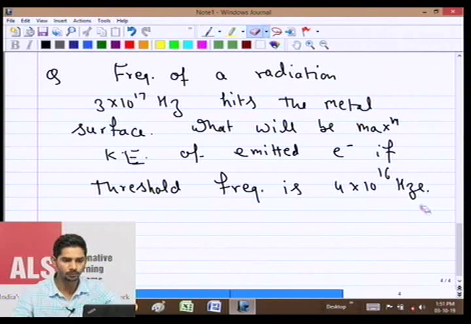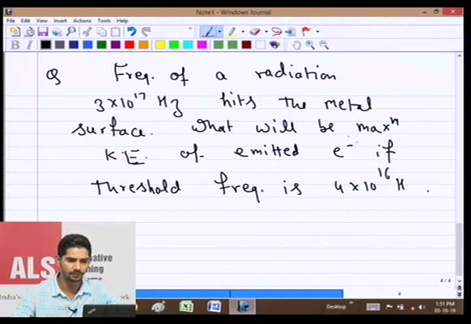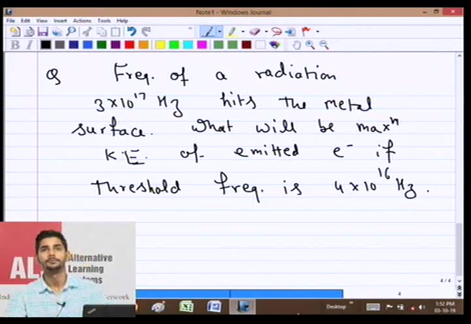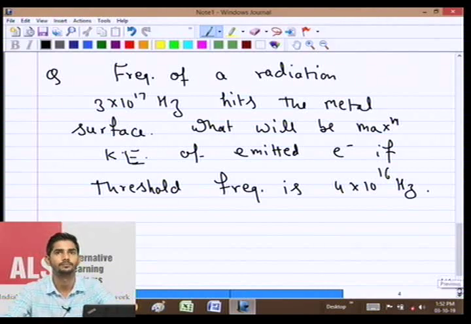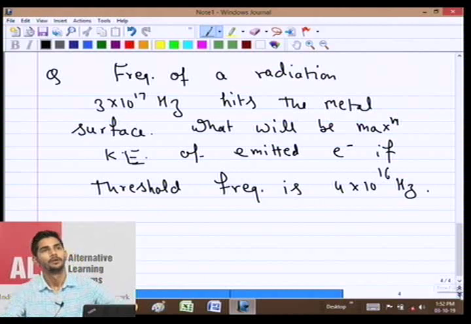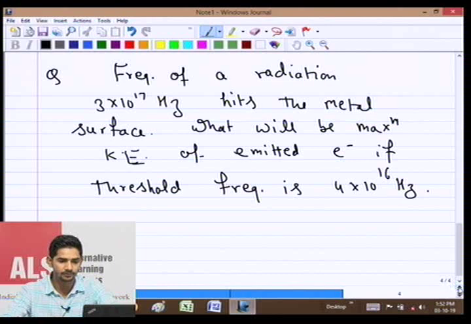Guys, please copy this once, and after that wait for some time. After copying this, we can simplify that formula as well. Kinetic energy is equal to E minus phi. So first of all, let me simplify that formula, and after that you have to just put the values and solve that.